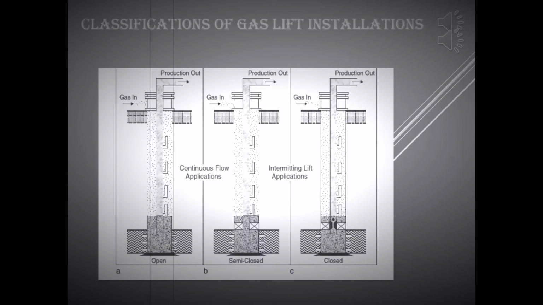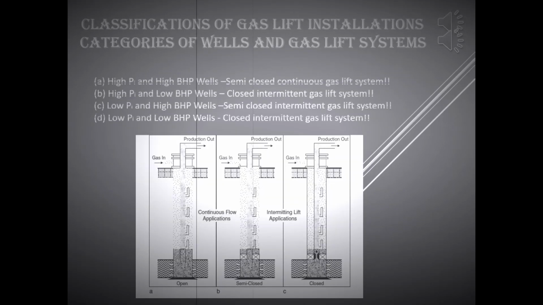Next up, classifications of gas lift installations. A. Open installations where the tubing and annulus are open to each other, no packer is used. B. Semi-closed installations where the tubing and annulus are connected only through the gas lift valves, packer is used. And C. Closed installations where a standing valve is set in the tubing, closing off flow from the tubing to the formation.